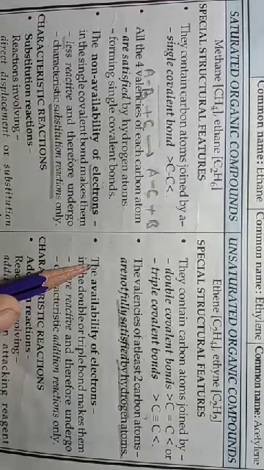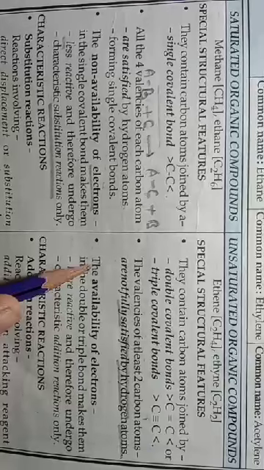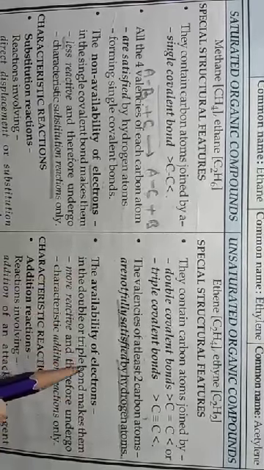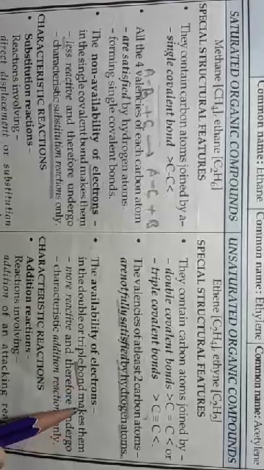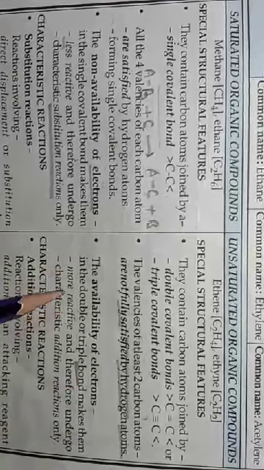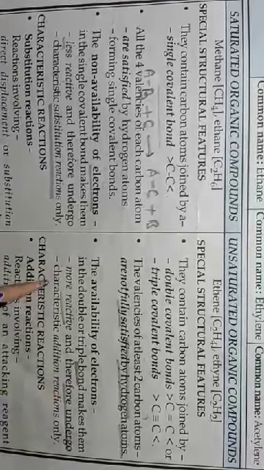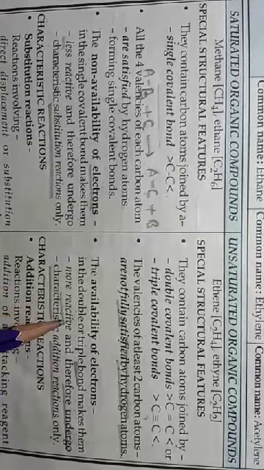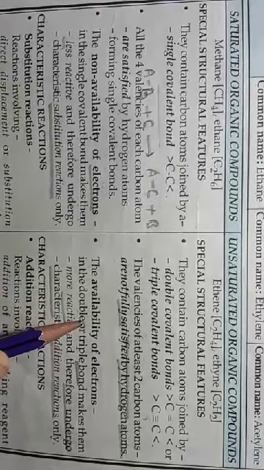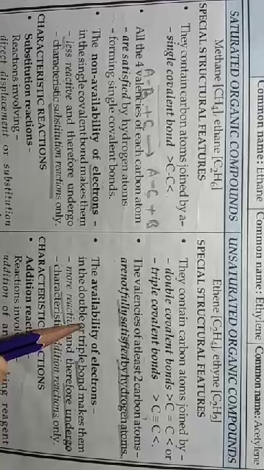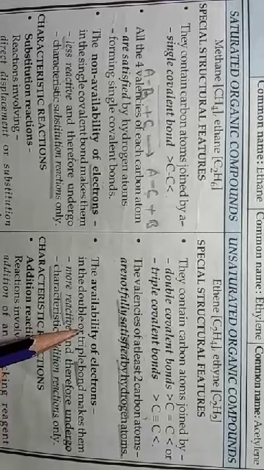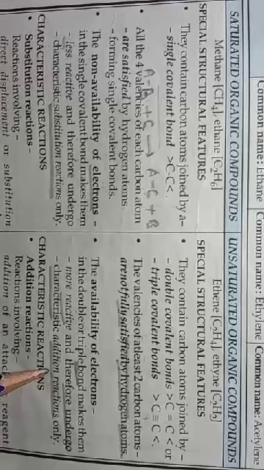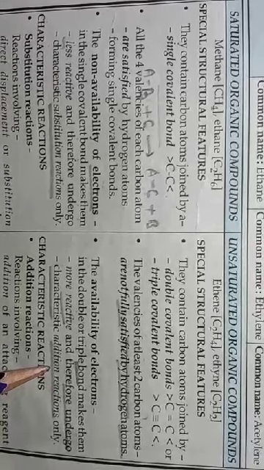And in the case of unsaturated hydrocarbons, the availability of electrons in the form of a double or triple bond makes them more reactive and therefore they undergo characteristic addition reactions. So doubly or triply bonded compounds undergo characteristic addition reactions. In such reactions, an addition product is formed.